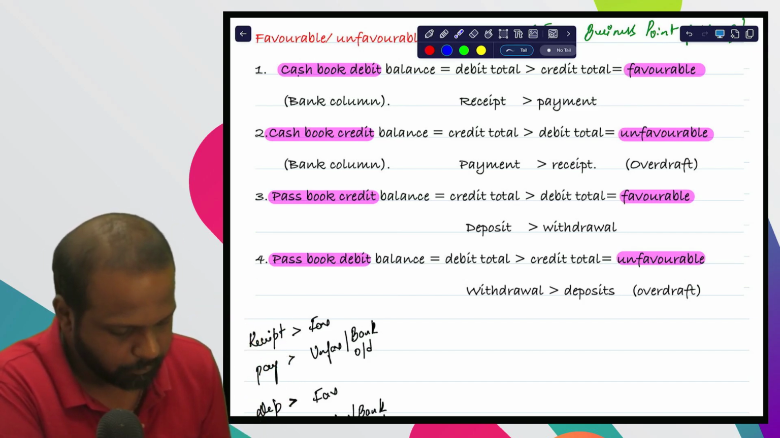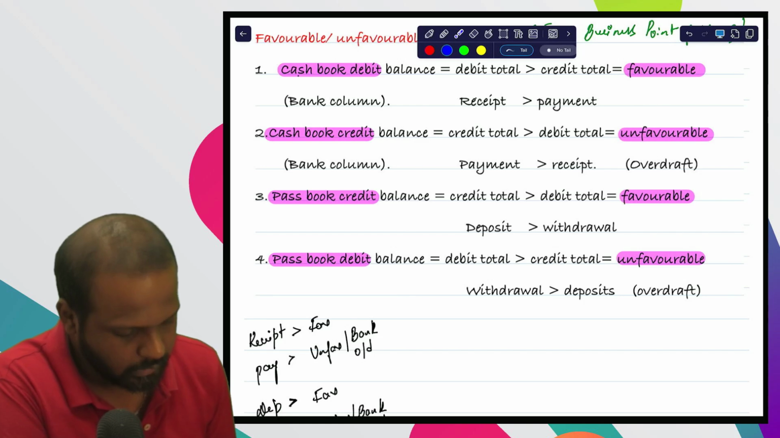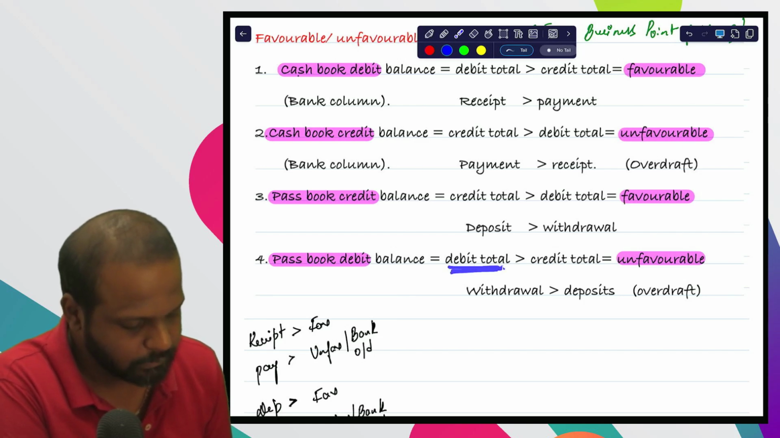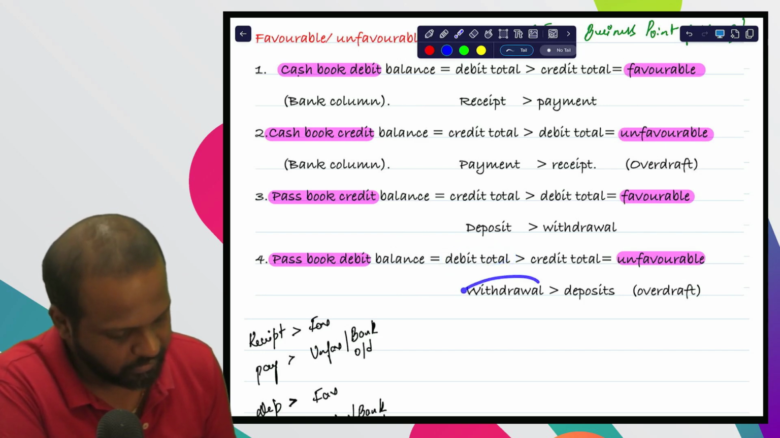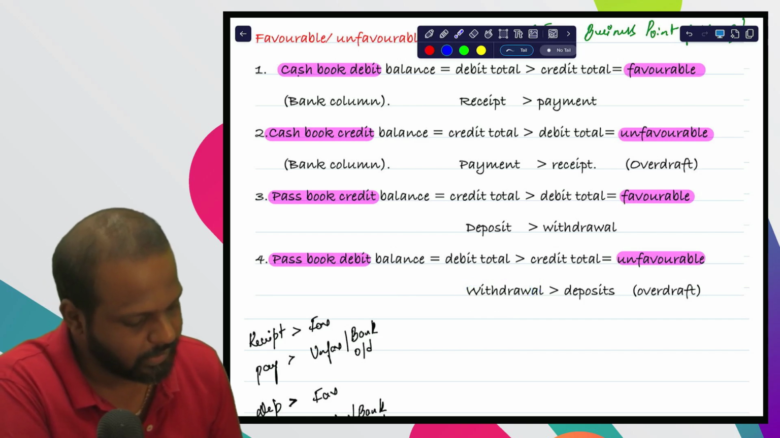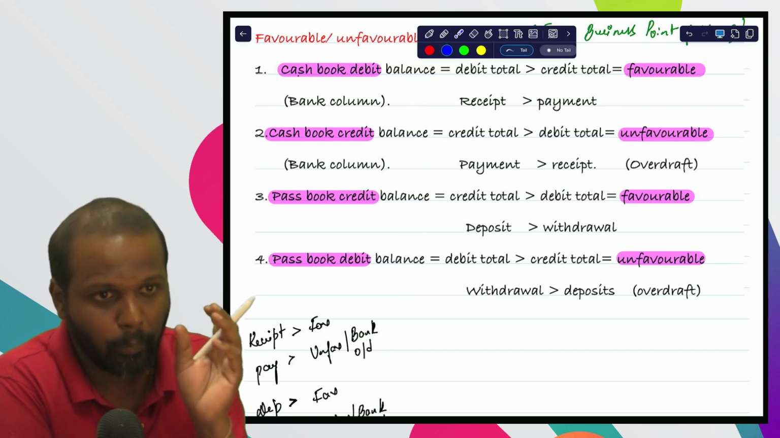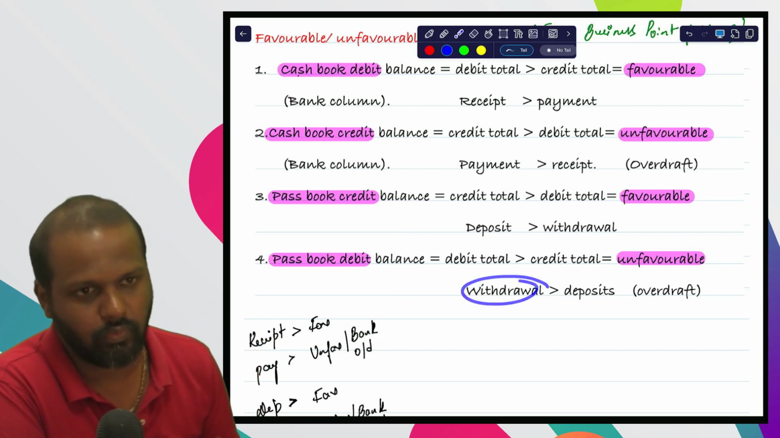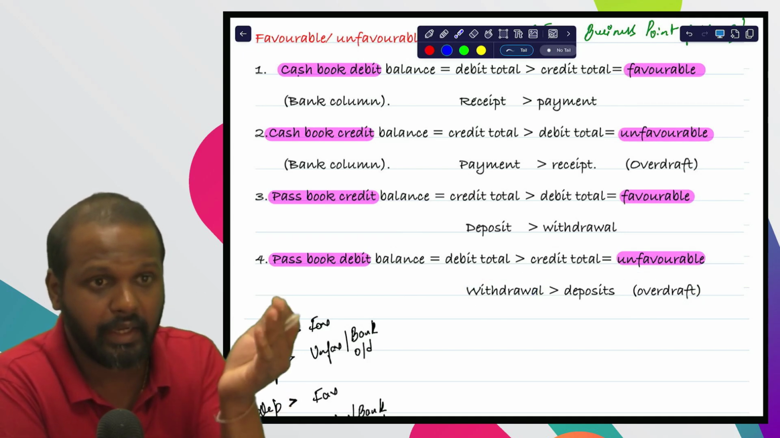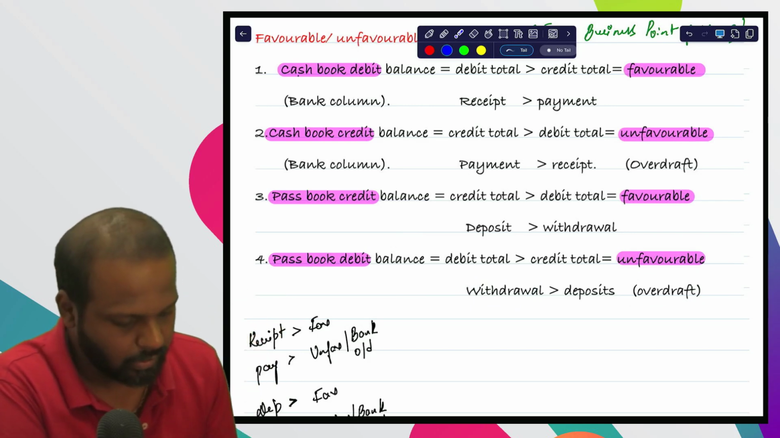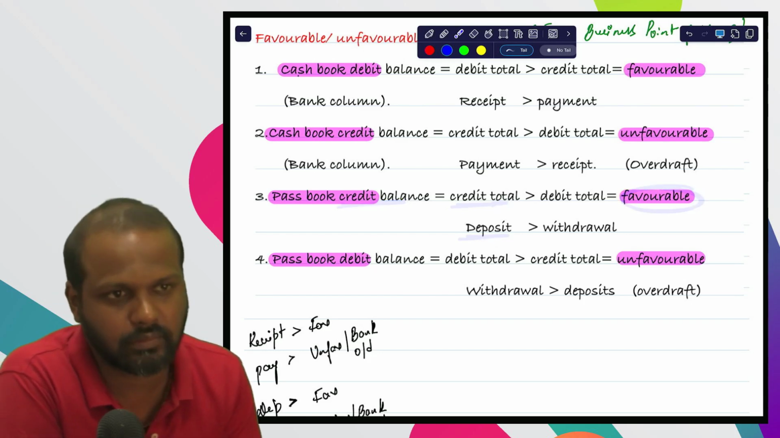Suppose they say passbook shows debit balance. You know that in the debit side of the passbook we write withdrawals. Debit balance means debit is more. Debit is more means withdrawals are more. If withdrawals are more, then it is called which balance? Unfavorable balance, or we can say overdraft. So in the passbook debit side we write withdrawals. Withdrawals are more means unfavorable or overdraft. Credit side we write deposits. So credit balance means credit total is more. Deposits are more, then it is favorable balance.